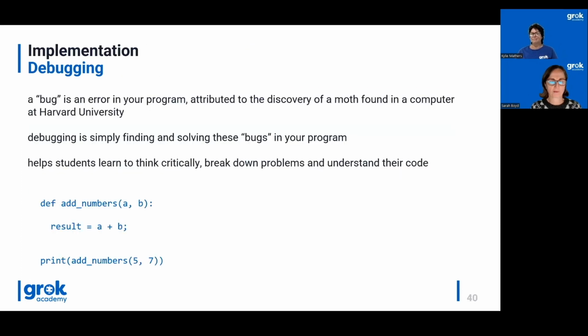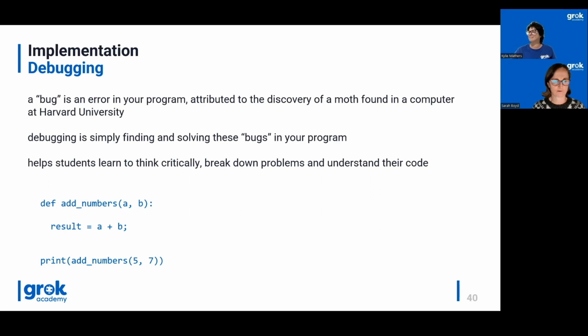So what is debugging? Well, a bug is the name that's come up with when you've got an error in your program, meant to be attributed to the discovery of an insect in a computer. Maybe that's a bit of an old wives' tale. We're not sure about that. So debugging is just finding and solving the bugs in your program. And this is really related to the general capabilities, where we want students to learn to think critically, to break down problems in the process of understanding their code. So these skills are really important.